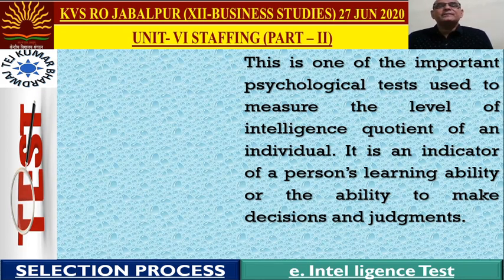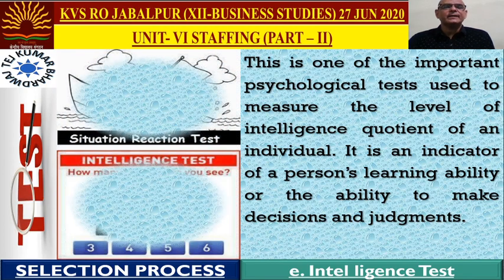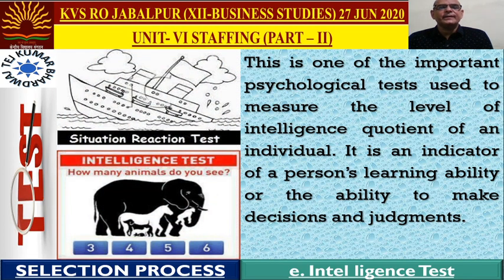Dear student, situation reaction tests. In an intelligence test, we judge a person's ability to take decisions and make judgments in a given situation. So IQ tests are conducted, the situation reaction test or intelligence test. This is a very important test because it shows how prompt and accurate a person is, and what kind of decision making ability he has. So these were the 5 types of tests.